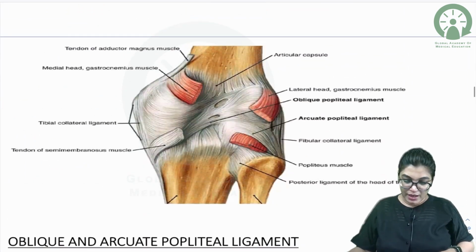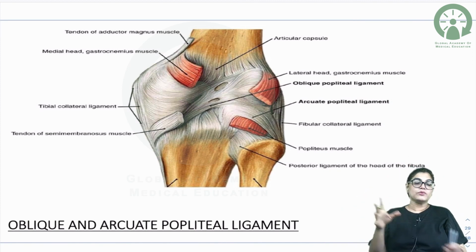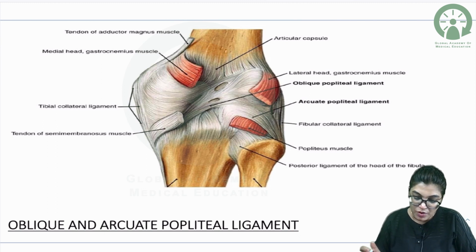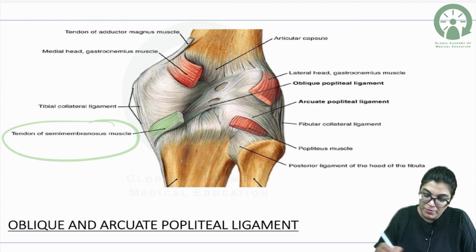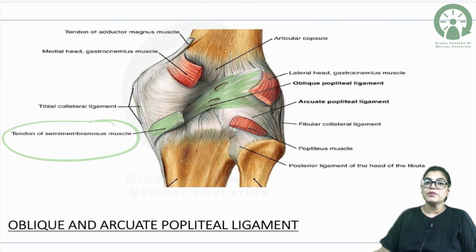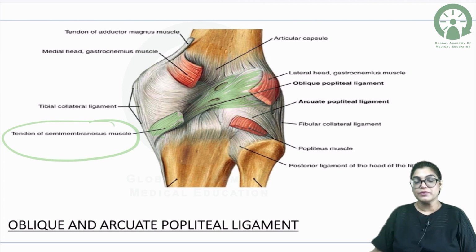Now, these were the primary supports, and other than that we have secondary supports in the knee joint. Oblique popliteal ligament. What you can see in the case of the oblique popliteal ligament is that it arises from the expansion of the tendon of semimembranosus muscle. It has certain gaps. It gives support to the posterior aspect of the knee joint. It is pierced by the middle genicular nerves and vessels and by the posterior division of the obturator nerve.